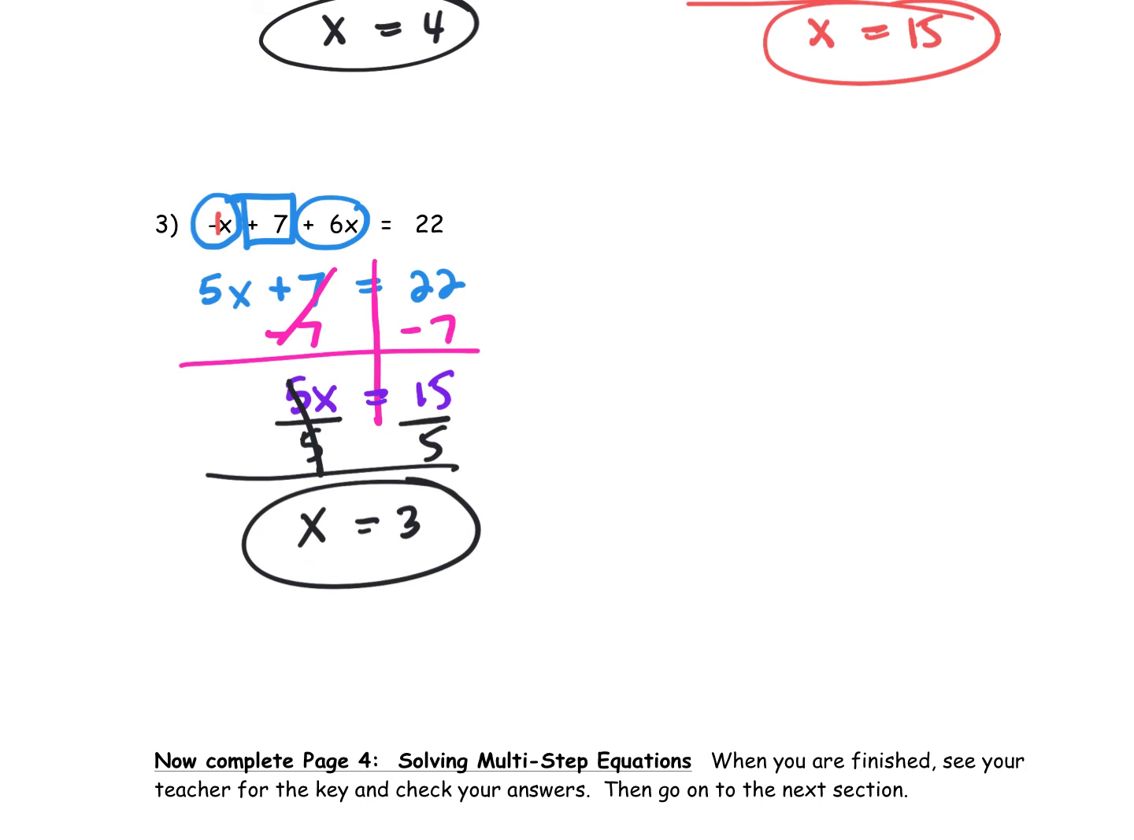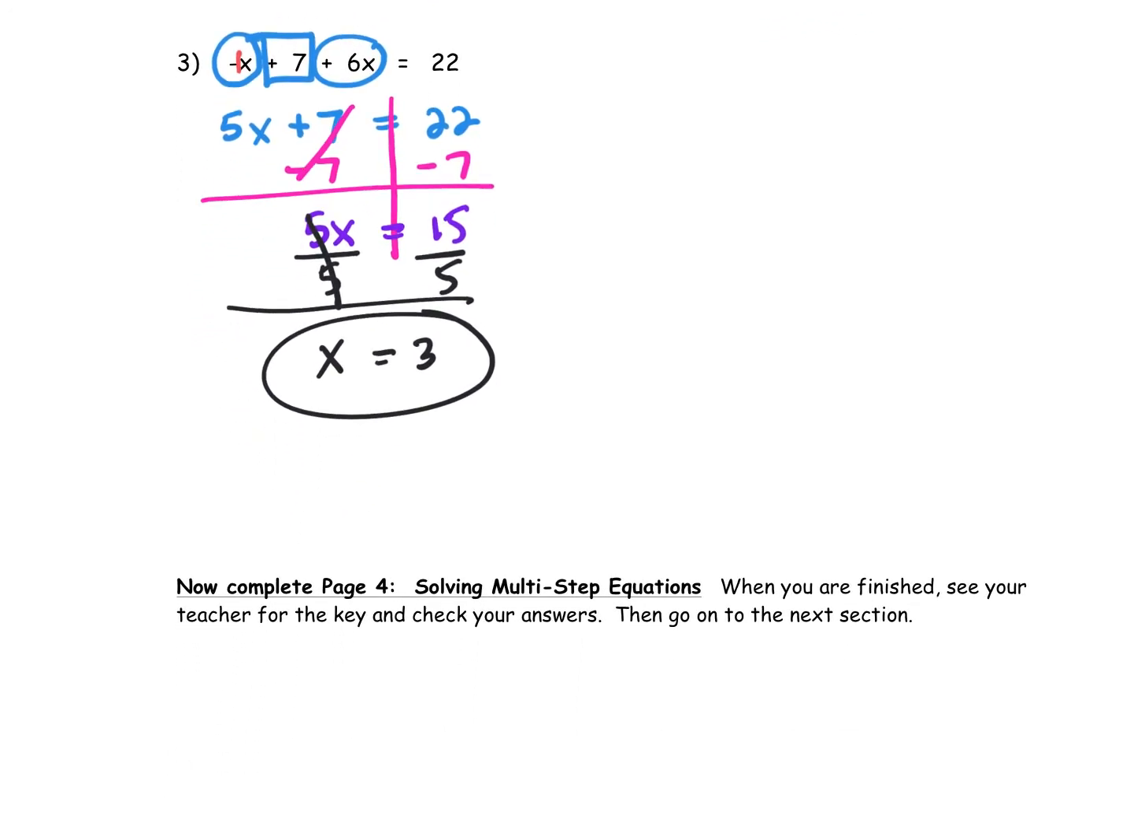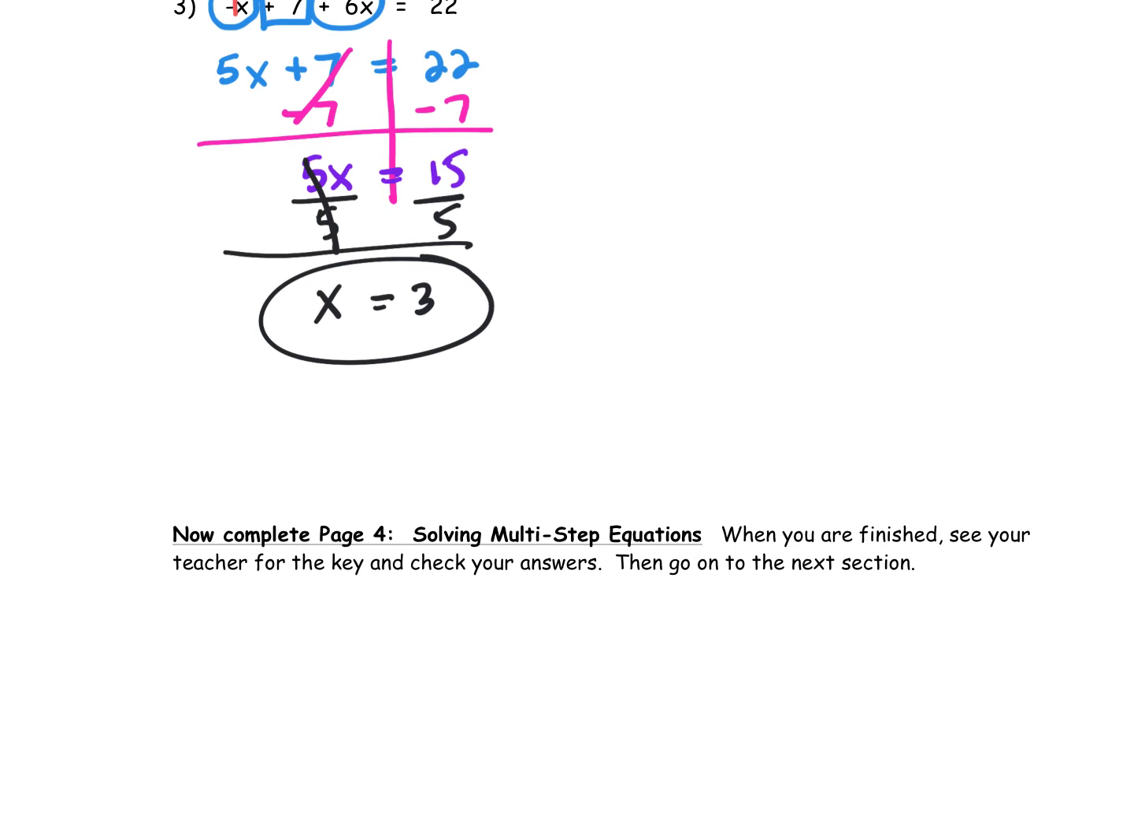So I hope these guided notes were a nice refresher course on solving equations. At the bottom of the page, it mentions returning or completing page 4, and that actually should say page 5. So do now go to Solving Multi-Step Equations, page 5, in your review packet. And once again, when you get finished, ask your teacher for the key and check your answers.